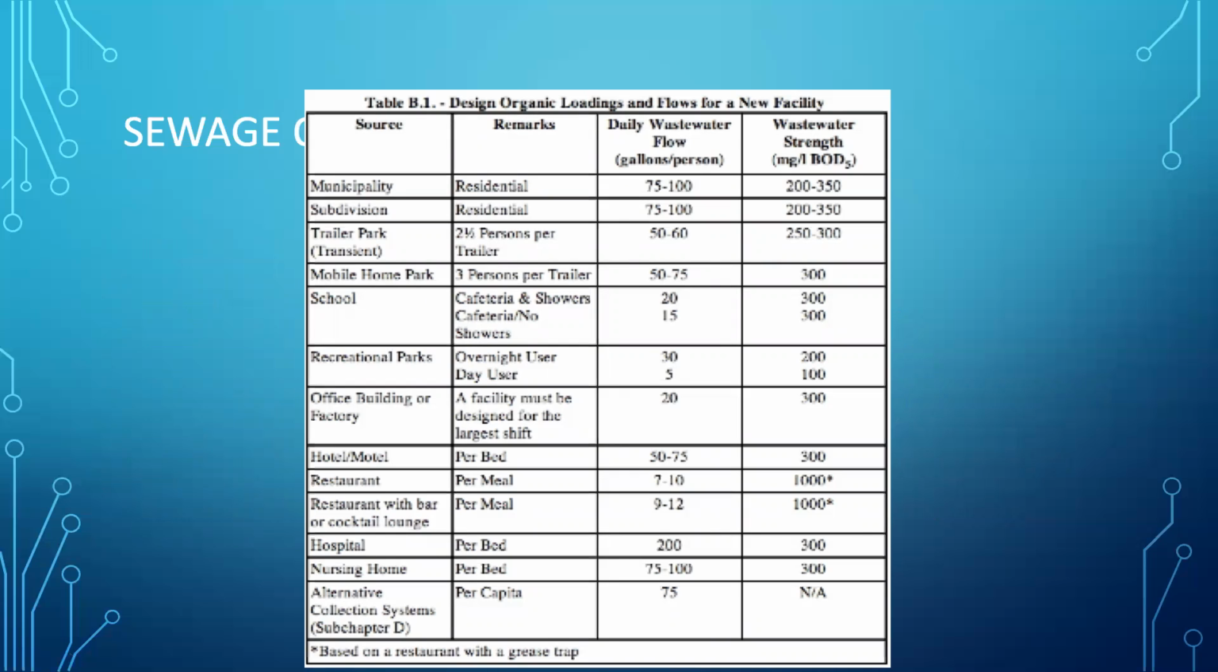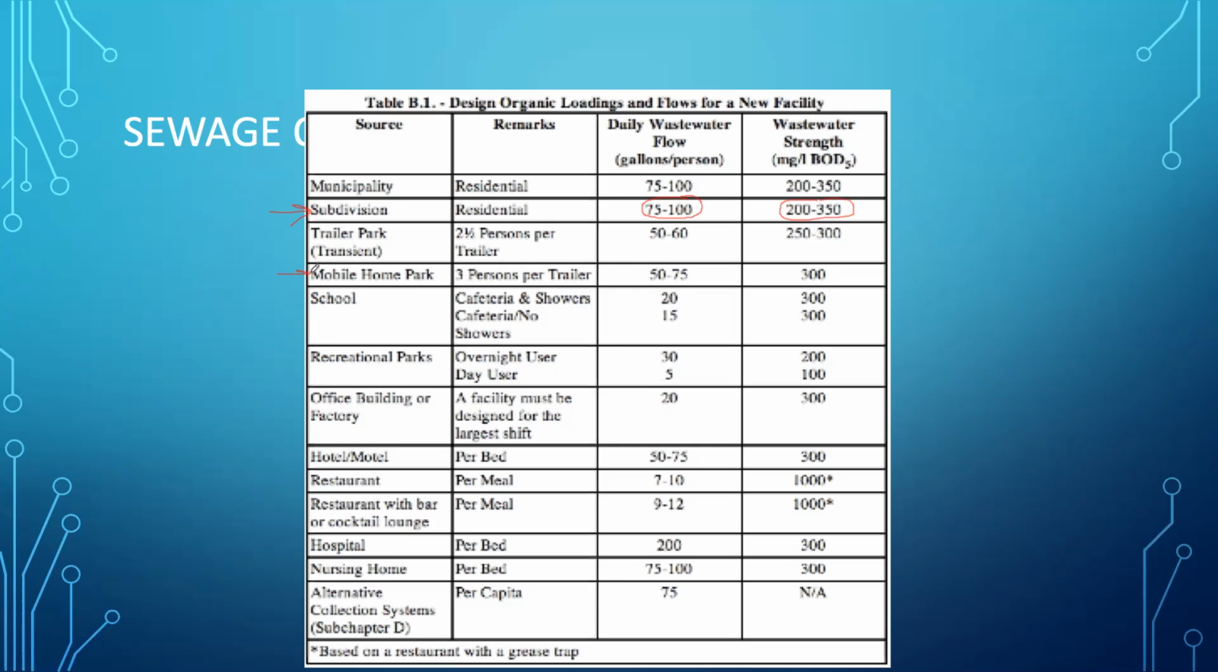And figure 4 tells the various categories of sewage sources and the expected daily wastewater flow in gallons per person for each of these categories, and then the expected wastewater strength in milligrams per liter of 5-day biochemical oxygen demand. So for example, for a residential subdivision, our expected wastewater flow is 75 to 100 gallons per person. And we expect that water to range between 200 and 350 milligrams per liter BOD5.